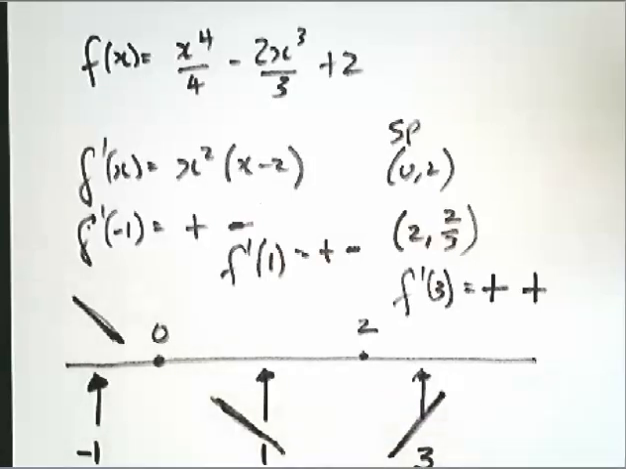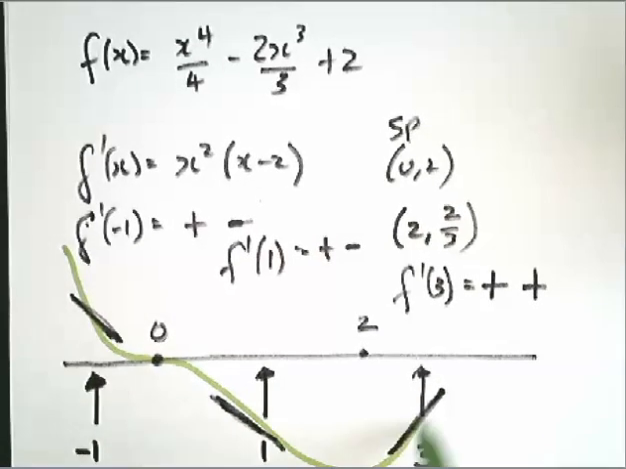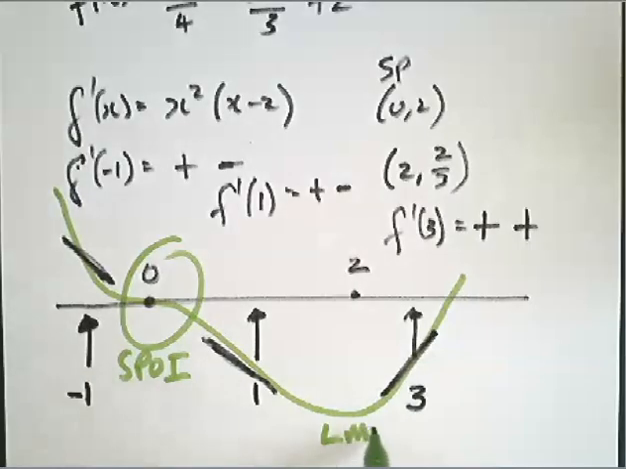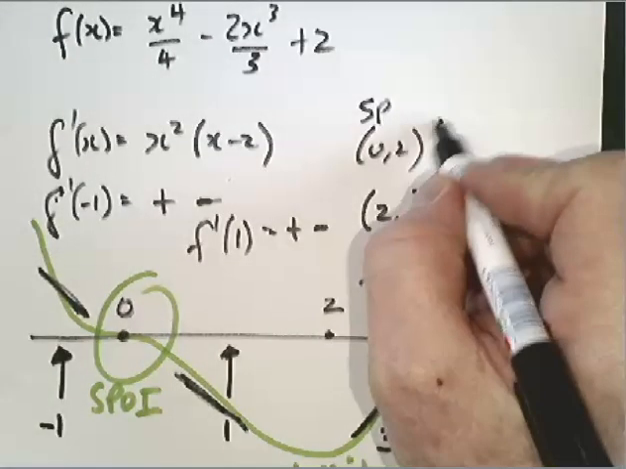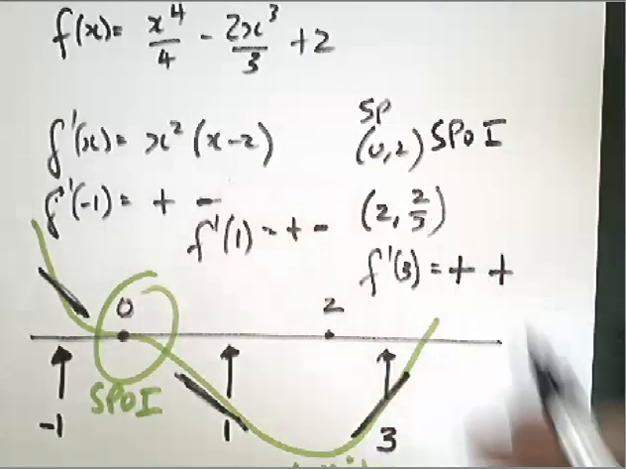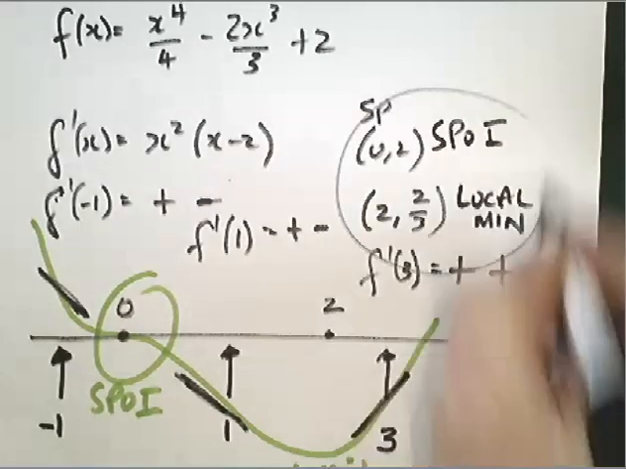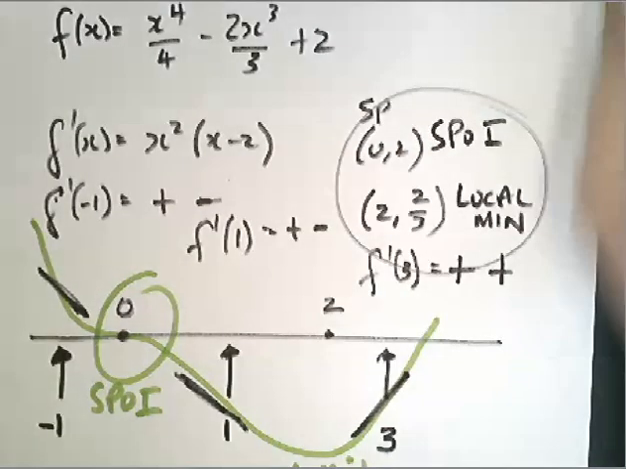I can see that I'm going to have a curve like that, so I've got a stationary point of inflection and I've got a local minimum. Therefore, 0 and 2 is a stationary point of inflection, and 2 and 2 thirds is a local minimum. And they're the coordinates and the type of stationary points for that quartic.